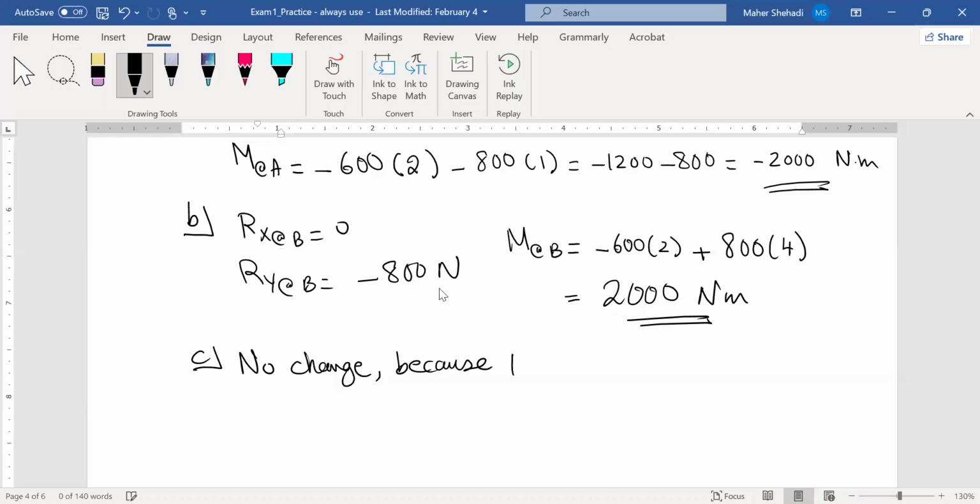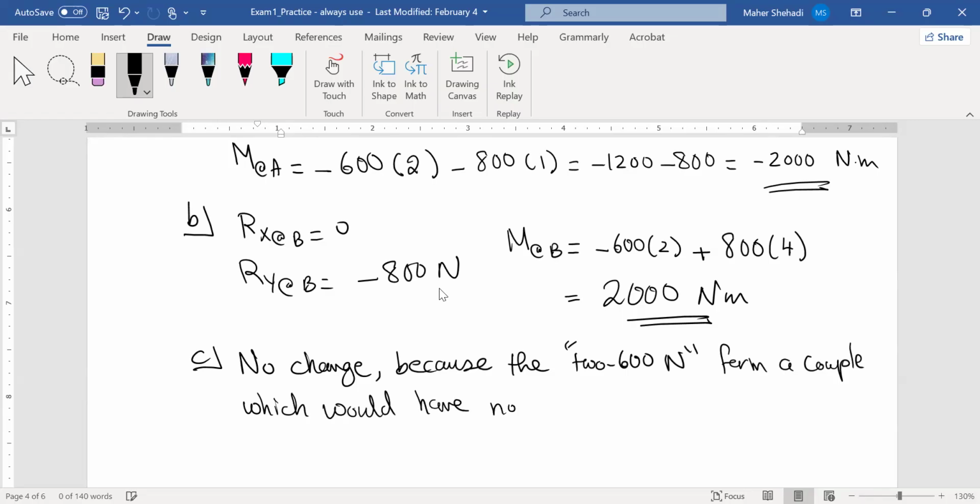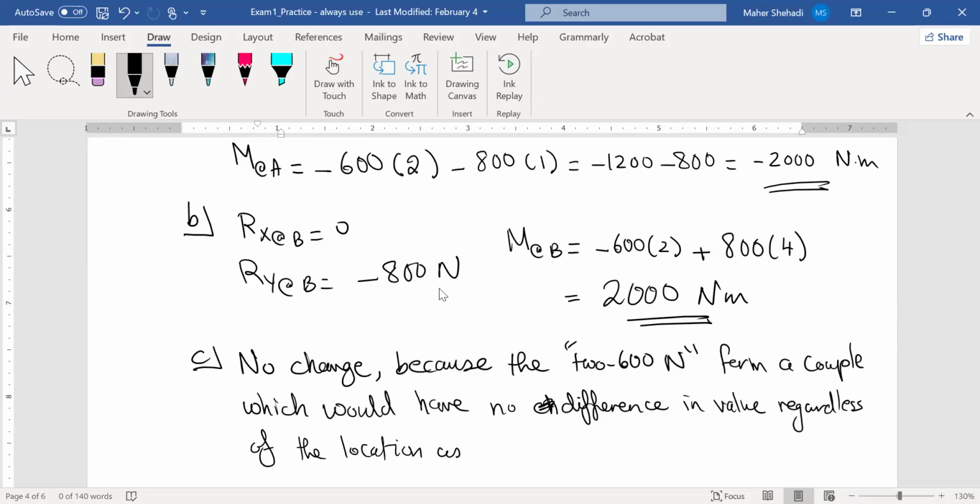because the two 600 newtons form a couple, which would have no change or no difference in value, regardless of the location, as long as we keep the separation distance the same.